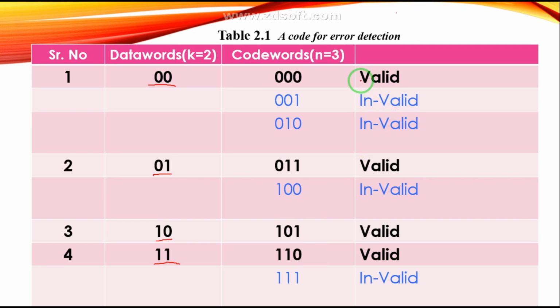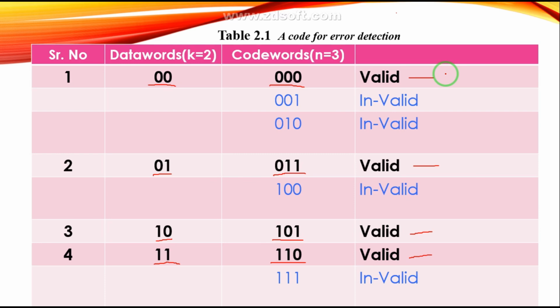Out of these, you can observe that for 00 we are going to transmit 000, which is called a valid code word. For 01 we are going to transmit 011, which is a valid code word. For 10 we are going to transmit 101, which is considered a valid code word. And instead of 11 we are going to transmit 110, that is a valid code word. So out of 8 possible combinations, we have considered 4 as valid code words.